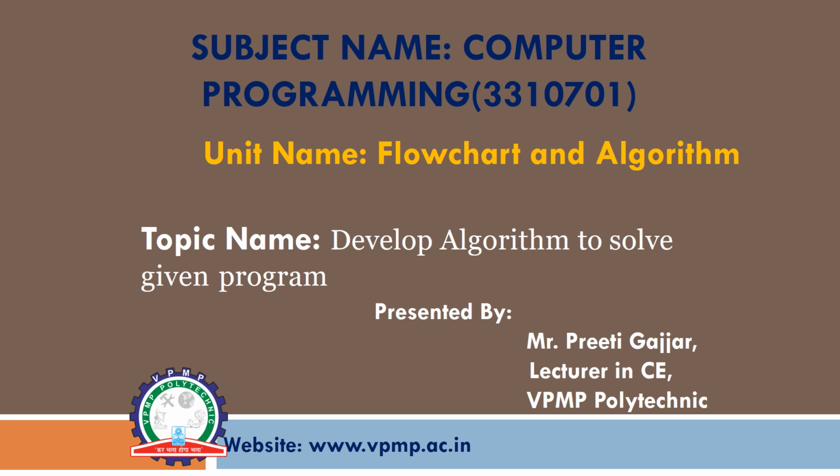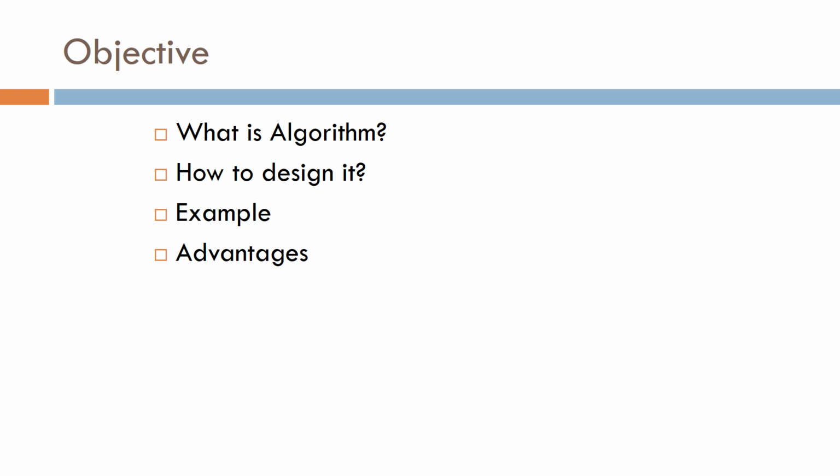Today I am going to create this video for the subject Computer Programming, and its code is 3310701 in GTU. The unit name is Flowchart and Algorithm, and today I am taking the topic of develop algorithm to solve given program. Objectives. The topics which we learn in this video are what is algorithm, how to design it, a few examples of algorithm, and which are the advantages of algorithm.